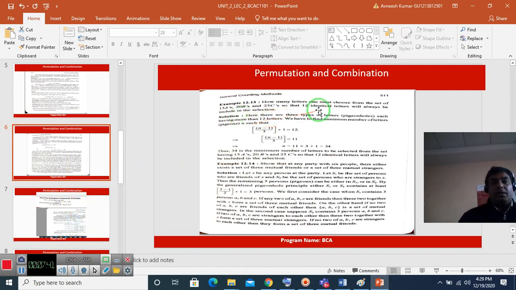Next, how many letters one must choose from the set of 15 A, 20 B, 25 C, so that 12 identical letters come. अगर 12 एक जैसे लेटर आने चाहिए, तो अगर ये 11 चूज करता हर एक से, तो 11 3 33 हो गए, और किसी एक से भी एक करेक्टर और चूज कर लेता एक्स्ट्रा, तो वो 11 1 12 हो जाएगा. तो 12 आइडेंटिकल लेटर आ जाएंगे अगर वो मिनिमम 34 लेटर चूज करे, क्योंकि 11 3 से 33 हो जाएंगे और एक 34.